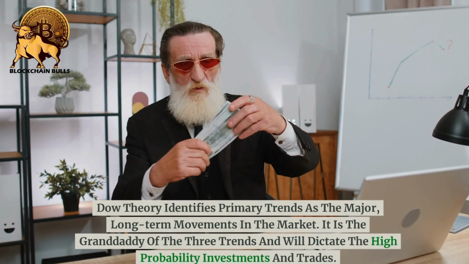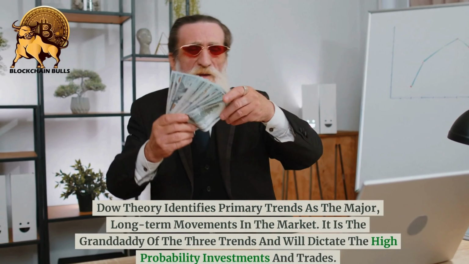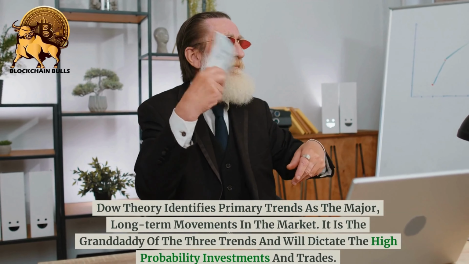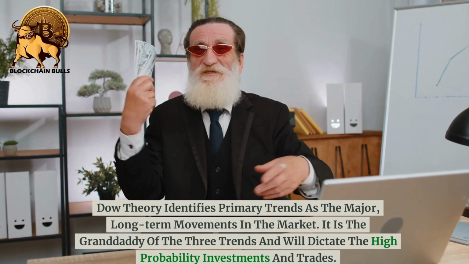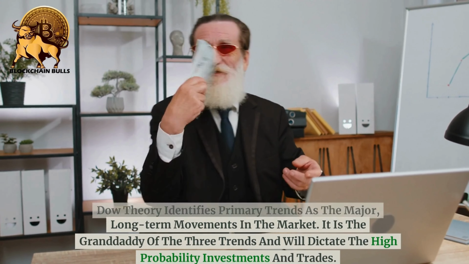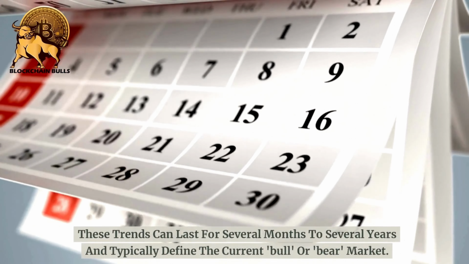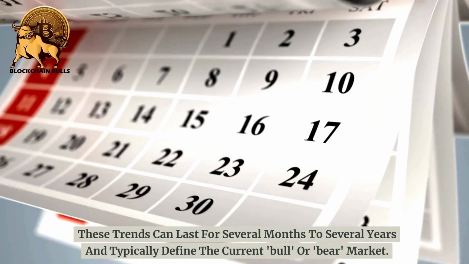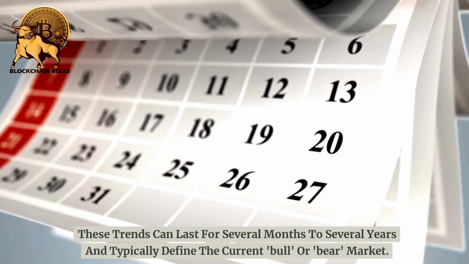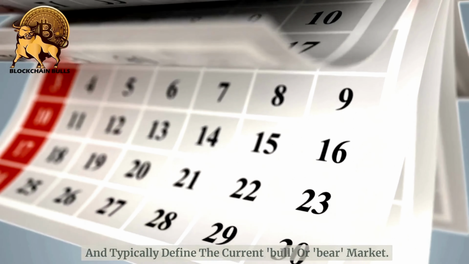Dow theory identifies primary trends as the major long-term movements in the market. It is the granddaddy of the three trends and will dictate the high probability investments and trades. These trends can last for several months to several years and typically define the current bull or bear market.